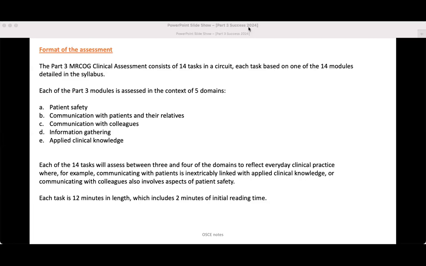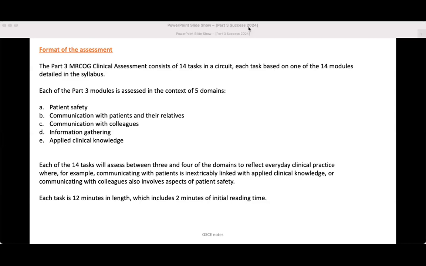Guys, please, if you don't want to interrupt the session, please check your mics are muted. Thank you very much.